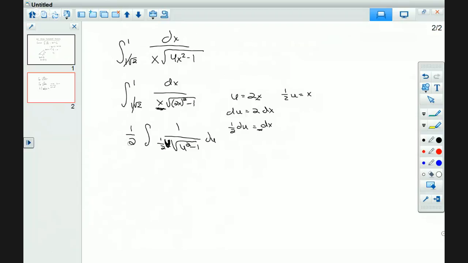Now I'm going to take this out here. It's the same thing as multiplying by 2. So these actually disappear. What are my new limits though? 2 over root 2? And 2. What's the integral of that?